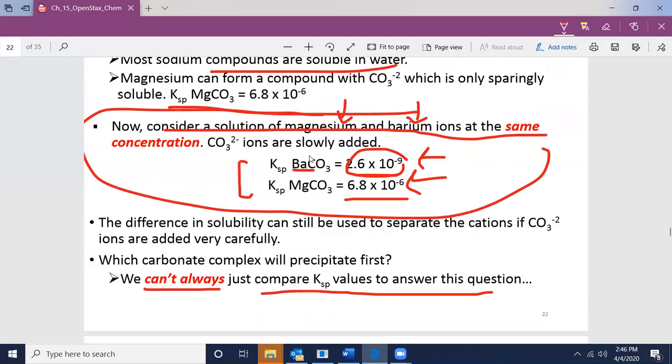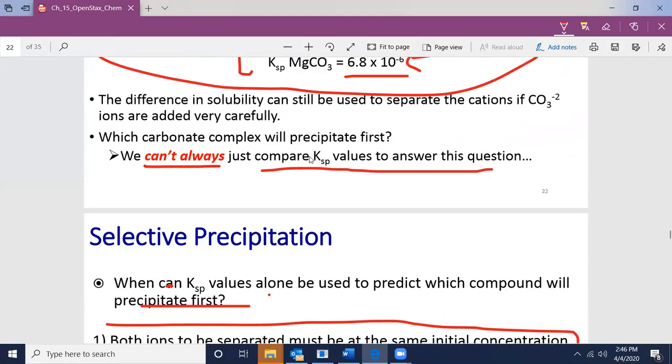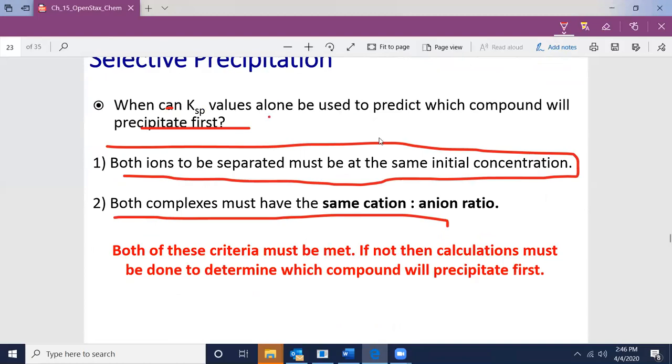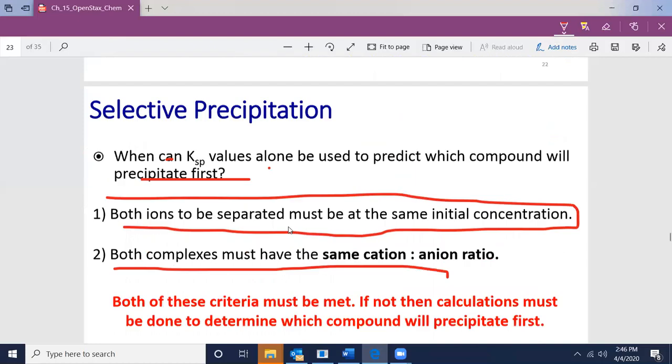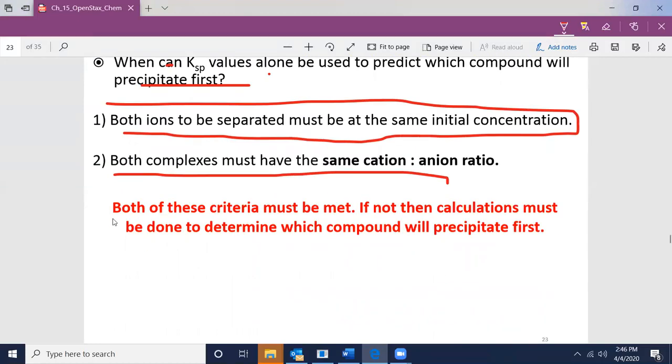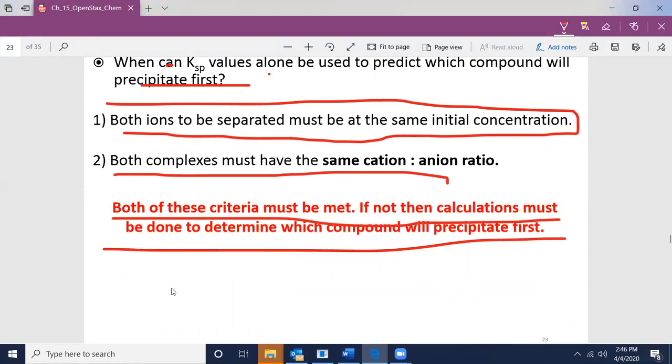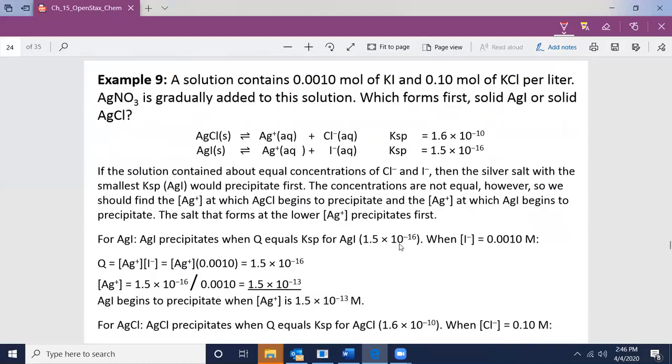If you look at it here, it's 1:1, 1:1. Both of them have a 1:1 mole ratio with the carbonate ions here. So both conditions we are talking about are being met here. That's why we were comparing the Ksp. If any of these conditions is not met, we cannot compare the Ksp. There is another way of doing that then. Both of these criteria must be met. If not, then calculations must be done to determine which compound will precipitate first. And here's an example of that.